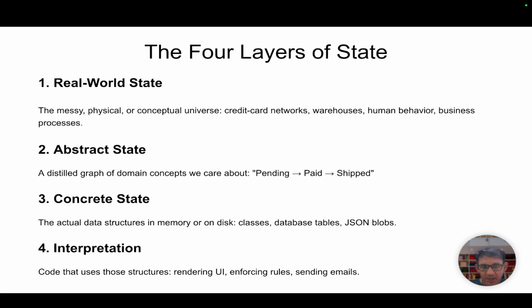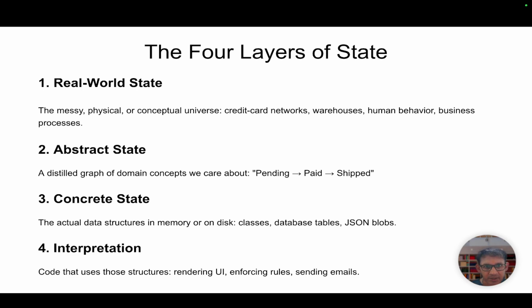The second layer is abstract state. This is where we take that messy real world and distill it into a clean graph of domain concepts that we actually care about in our software. For example, we might model an order process as pending transitions to paid transitions to shipped. This abstraction is where we make decisions about what aspects of reality we are going to model and what we are going to ignore.